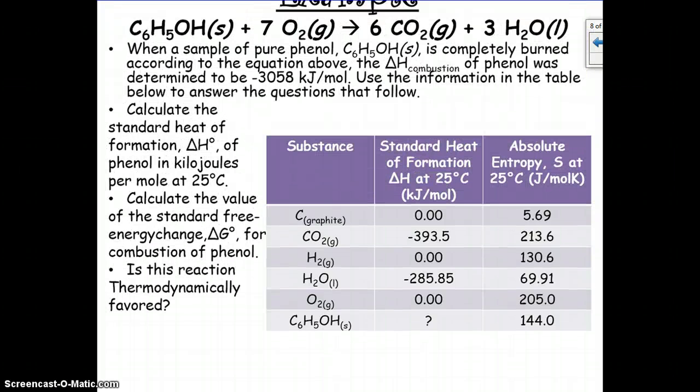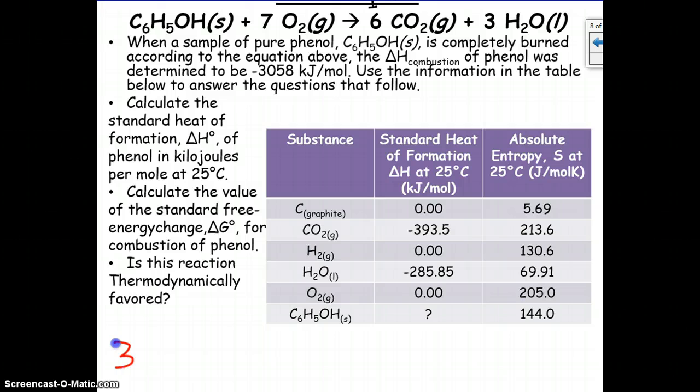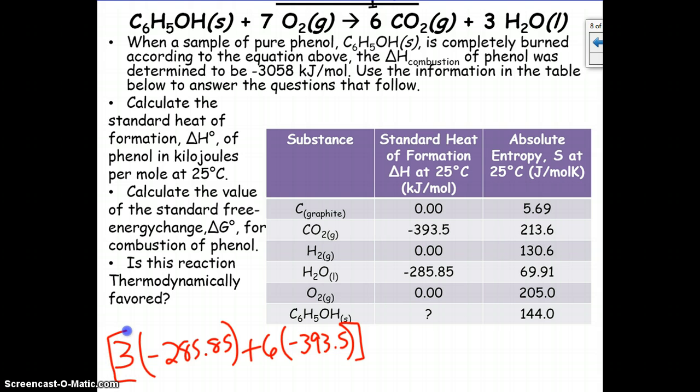So we have 3 H2Os, so we're going to have to do 3 times negative 285.85. And 6 CO2, so 6 times negative 393.5. All right, we're going to add all those up because those are all of our products. And we're going to subtract the reactants. You see that the O2 value for formation is 0, so I don't have to worry about O2 here. And the phenol is what we don't know. And that's equal to that total that was given to us in the beginning.